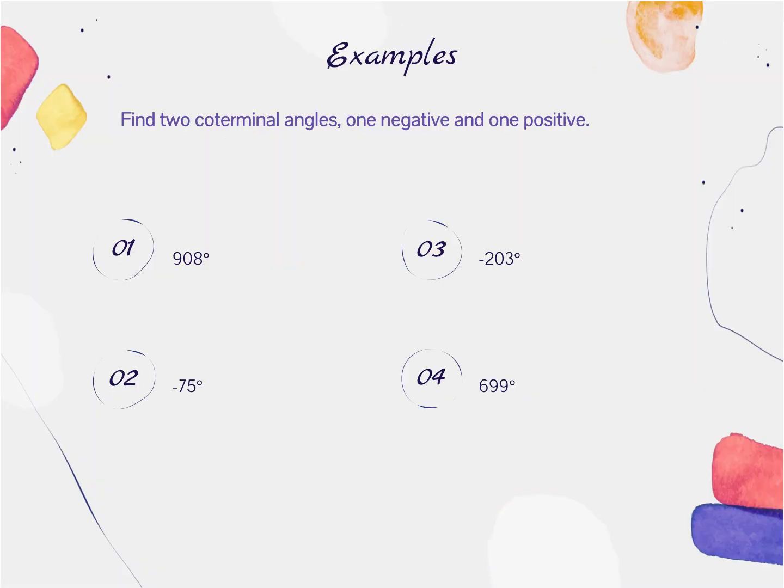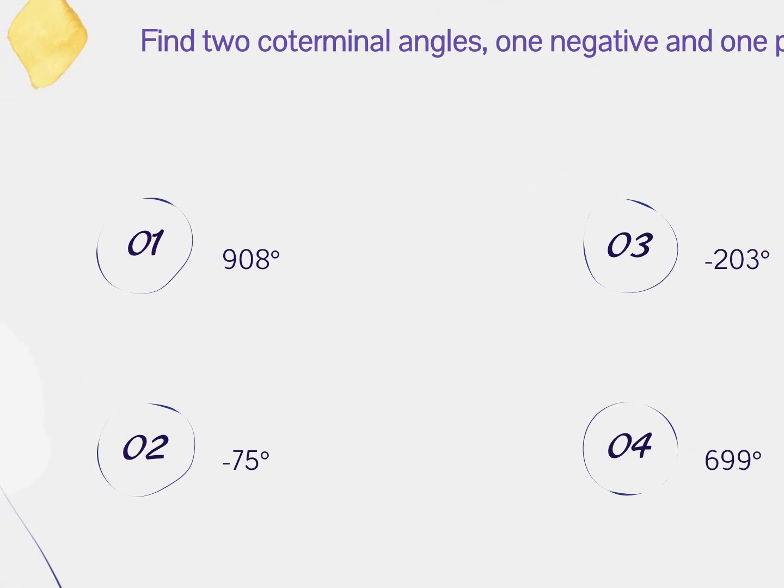All right, so here we want to find two coterminal angles, one negative and one positive. So let's look at number one. I have 908 degrees. That is a really big angle. Now, with any coterminal angle, you could add or subtract. So I could do plus 360 degrees, and then you get, I think, what does this get you?